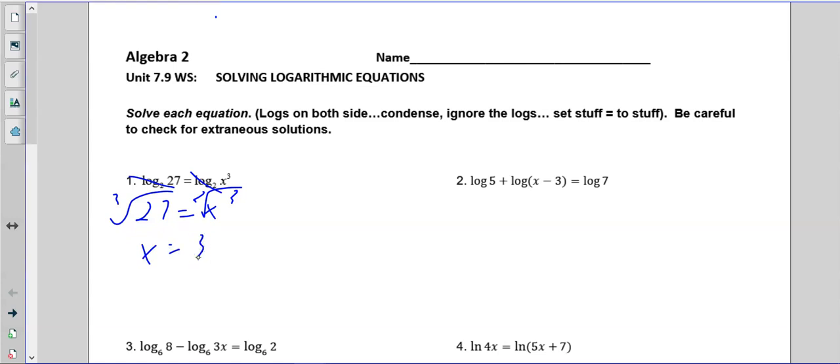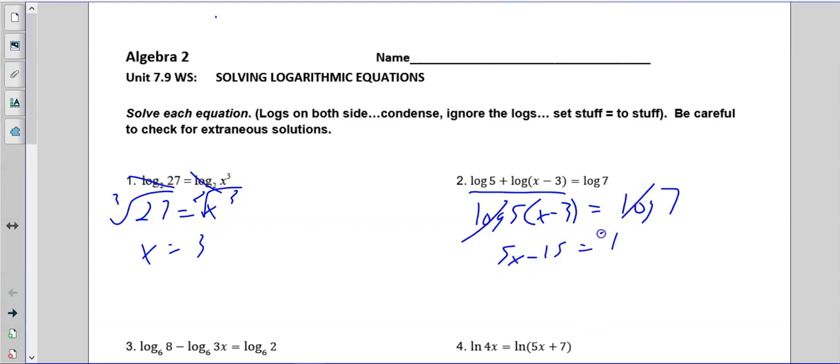That's simple. Now, if we have something like this, then yes, we do need to simplify, condense. So we write log once. Remember, that's log base 10 if we need to switch, but we won't have to here. So log of 5 times the quantity x minus 3 equals log 7. At this point, you cross off the logs, and you have 5x minus 15 equals 7. Add 15, you get 22. Divide by 5, 22 over 5.